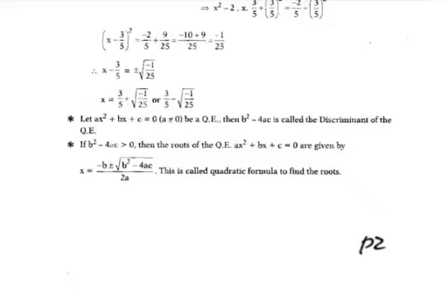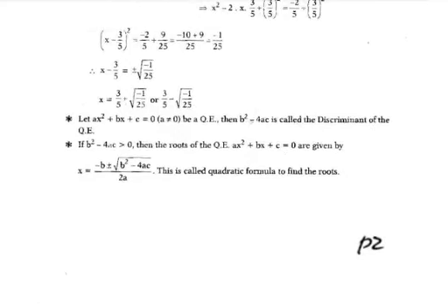For a quadratic equation, b square minus 4ac is called the discriminant of the quadratic equation. If the discriminant, that is b square minus 4ac, is greater than 0, then the roots of the quadratic equation ax square plus bx plus c equals 0 are given by x equals minus b plus or minus under root of b square minus 4ac, divided by 2a. This is called the quadratic formula to find the roots.